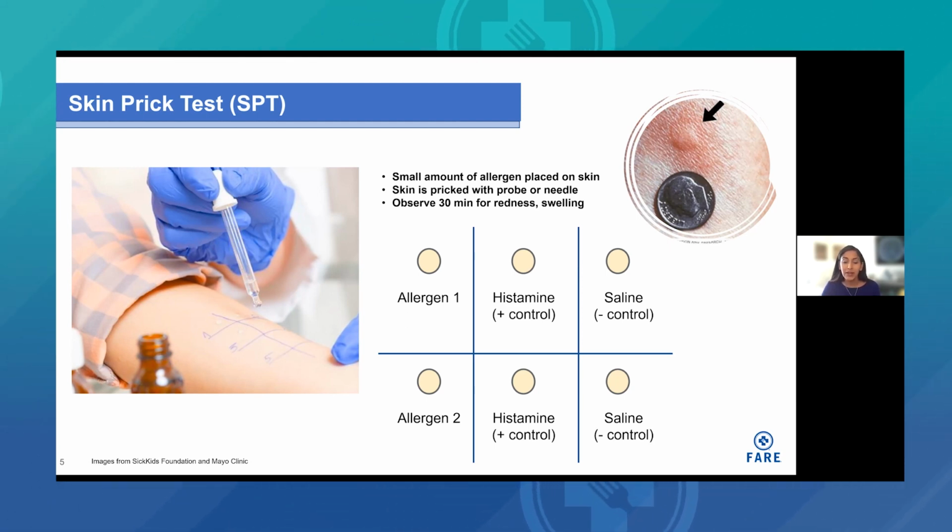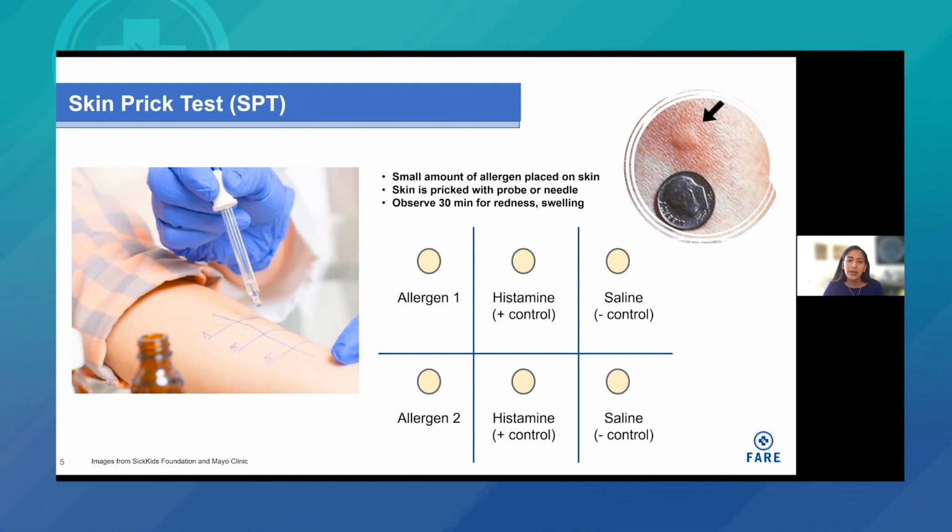There are certainly advantages to using the skin prick test. For number one, it's relatively inexpensive. The results are very immediate, within about 30 minutes. You can also test multiple allergens at once, which is a big advantage, as I'll talk about coming up.